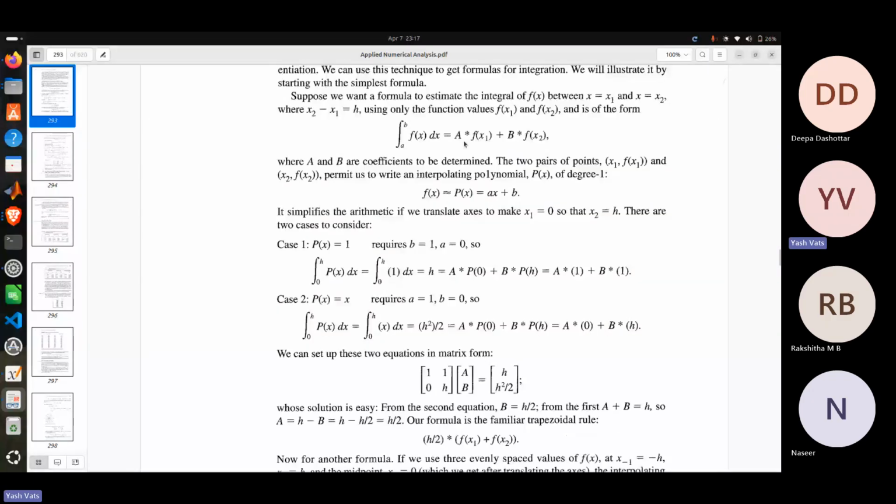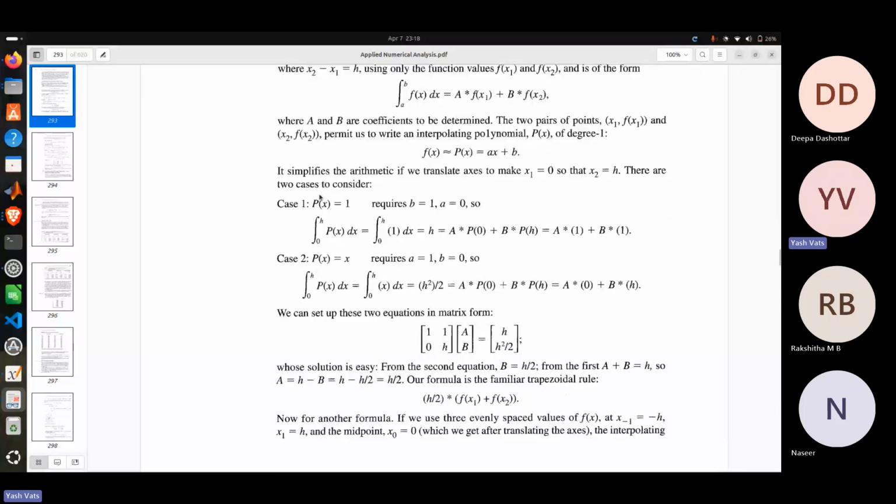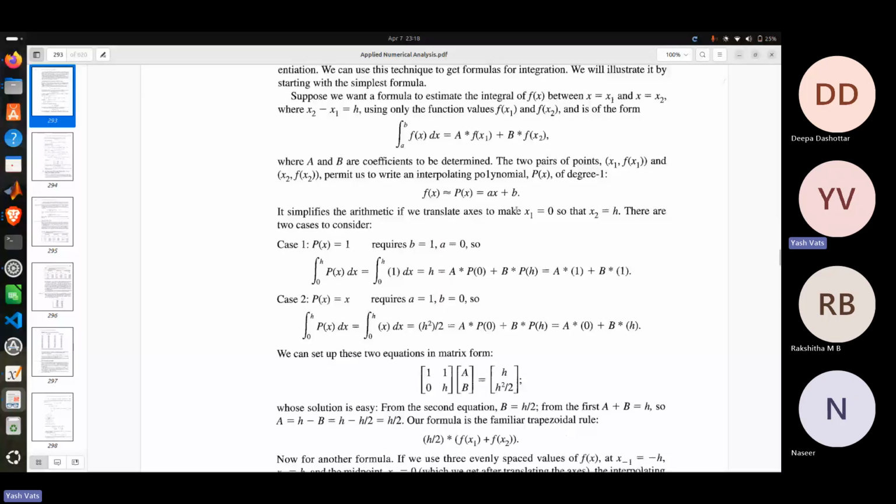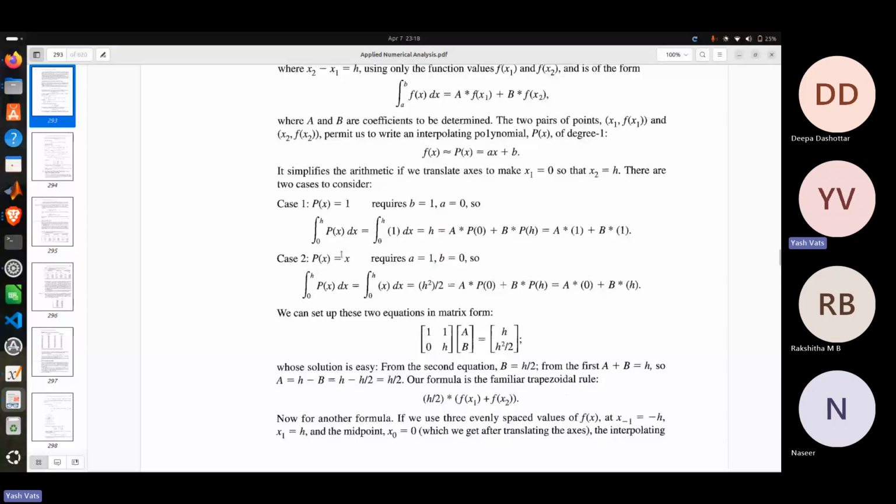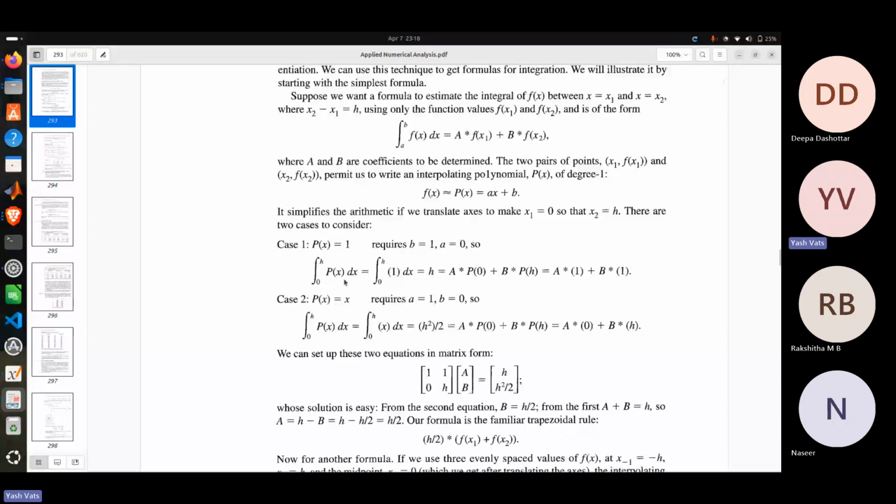Integration in terms of the values of the function at two points, a linear combination of course. Then you just take the two pairs of points, x1, f of x1 and x2, f of x2. You know the value of the function at only two points. That's clear. So f(x) can be approximated by a polynomial. You take x1 to be 0 and x2 as h. Then you substitute values like p(x) equal to 1, then you find the value of the integral from 0 to h of p(x) dx. Then you solve this.